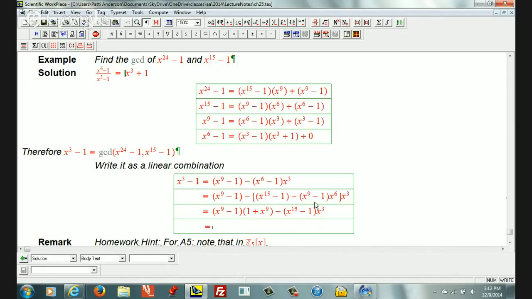Now, we want to keep this x to the 15th minus 1, but we want x to the 24th minus 1 showing up in there. So we solve this one for x to the 9th minus 1, and we replace it right here. So that's going to be x to the 24th minus 1 minus x to the 15th minus 1 times x to the 9th. And now all of that goes in those brackets. And that's times 1 plus x to the 9th. I'm going to write that as x to the 9th plus 1. And then minus, and this just comes down.